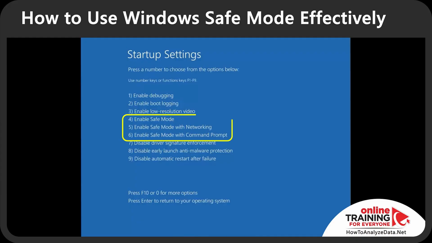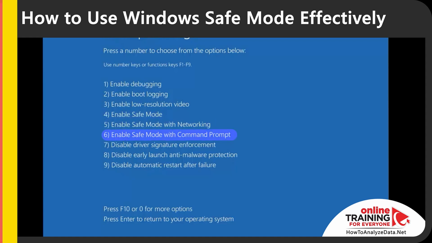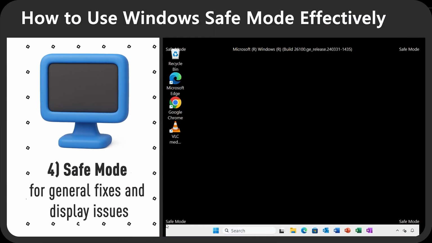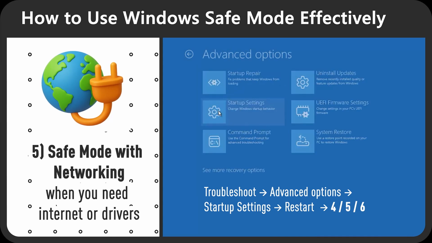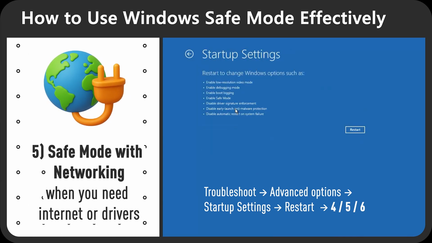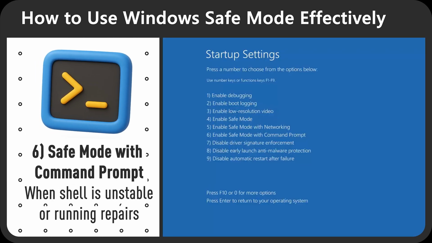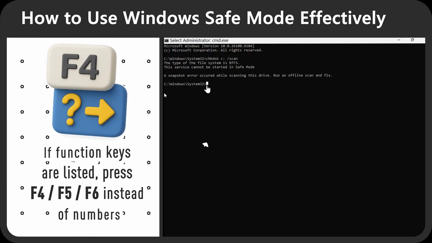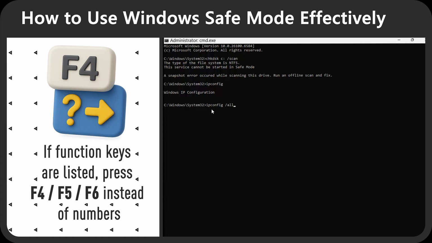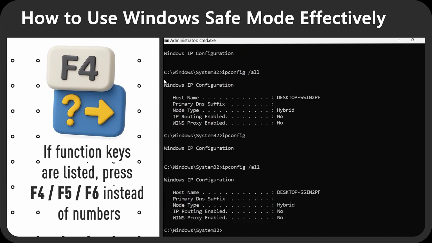Windows 11 provides 3 different options. Option 4 Safe Mode, Option 5 Safe Mode with Networking, and Option 6 Safe Mode with Command Prompt. Option 4 Safe Mode is used for general fixes and display issues. You can use Option 5 Safe Mode with Networking when you need Internet or drivers, or prefer Ethernet. And you use Option 6 Safe Mode with Command Prompt when the shell is unstable or you are planning to run repair commands. One important point to mention is sometimes instead of number keys, you might see function keys listed, F4, F5, or F6 instead of numbers.